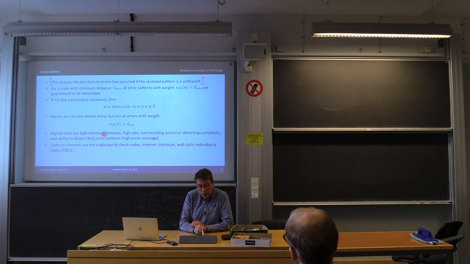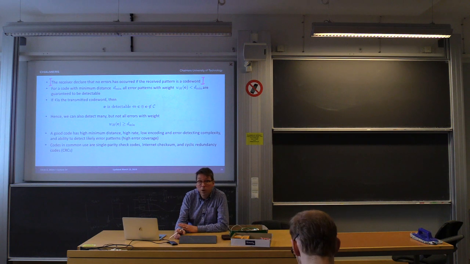So good code: high minimum distance, high rate, low encoding and error detecting complexity, and ability to detect likely error patterns. So common ones are the single parity check code, internet checksum, and CRCs. So we talked about all of those.